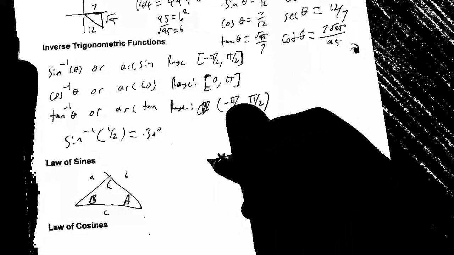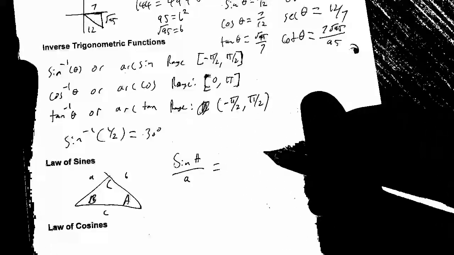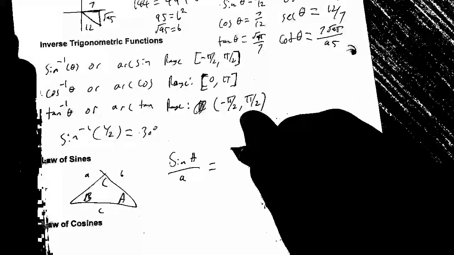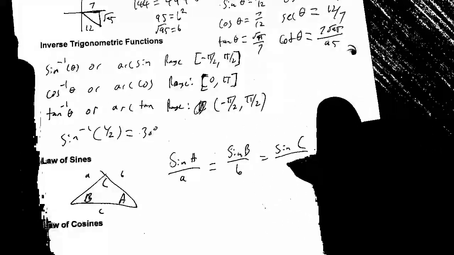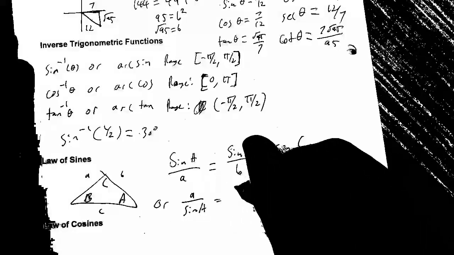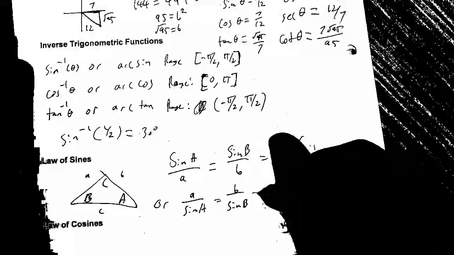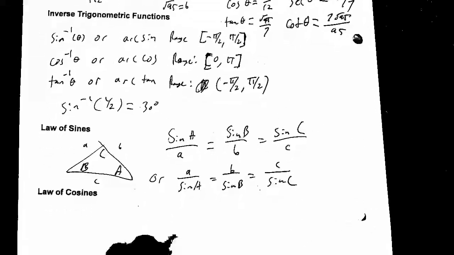Law of sines. Do we remember this one a little bit? If we have a triangle ABC, with angles big C, big B, and big A, the law of sines says that sine A over little a is equal to sine big B over little b equals sine big C over little c. Or you can write little a over sine A equals little b over sine B equals little c over sine C. Does this ring a bell? So we use this to solve triangles.